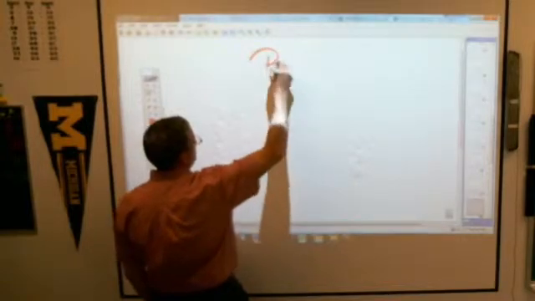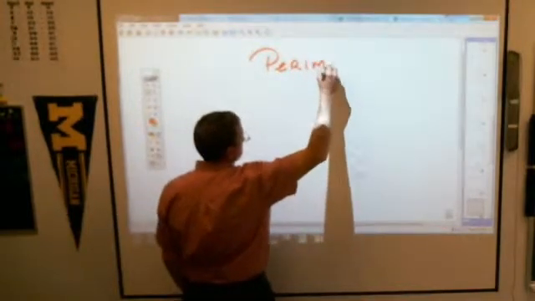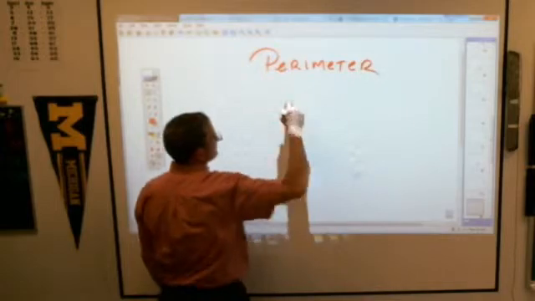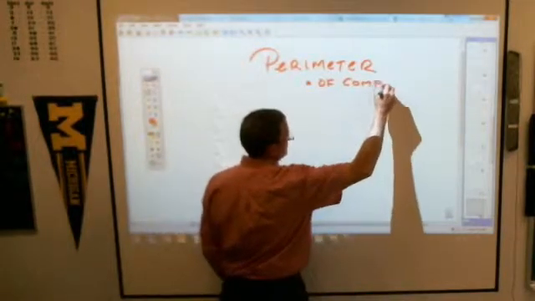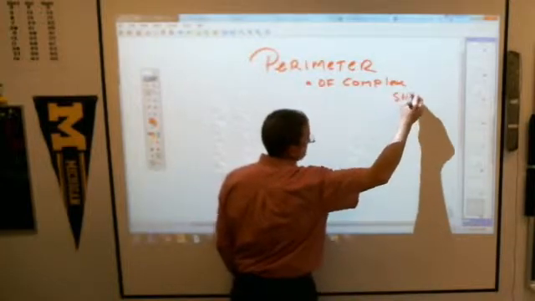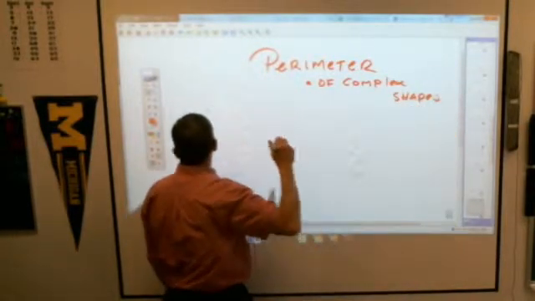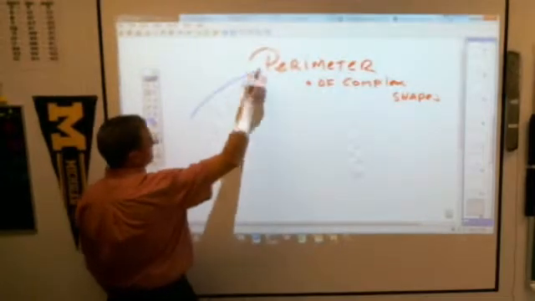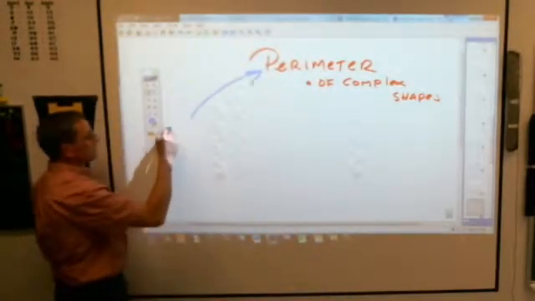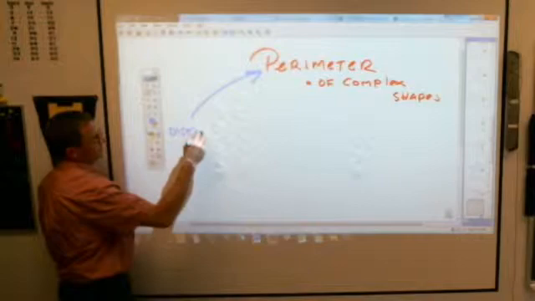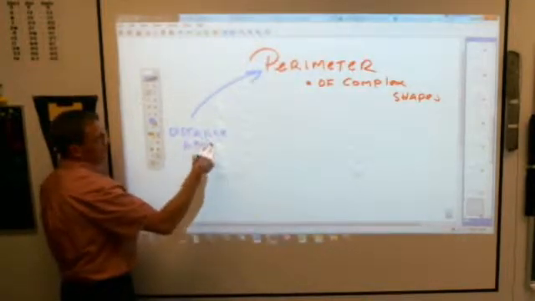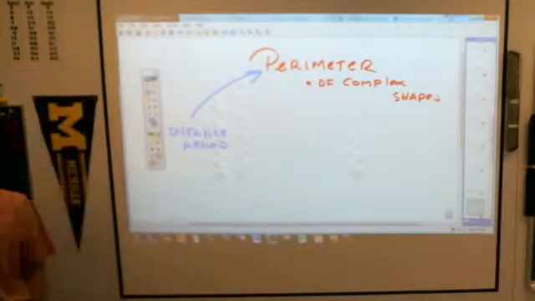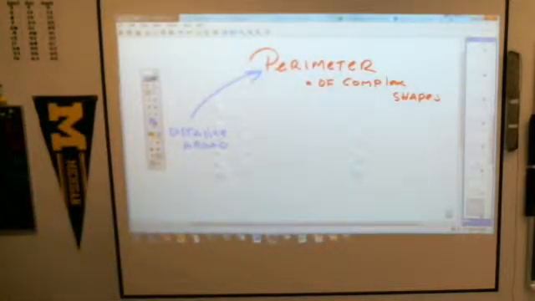So under perimeter, and a little subheading of complex shapes. And of course we know that perimeter means what? Perimeter is simply the, Charles? The area around something. No, well, not area, you put that in here. It's the distance around something. And write down this example, and we shall talk at great length about it.